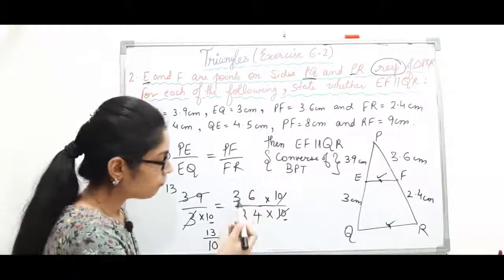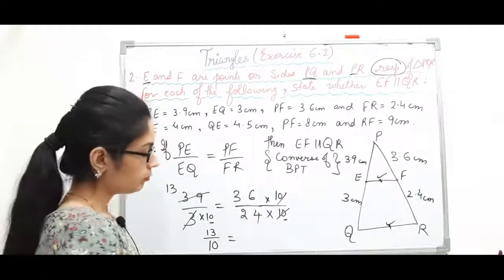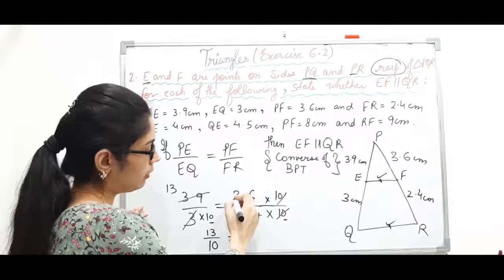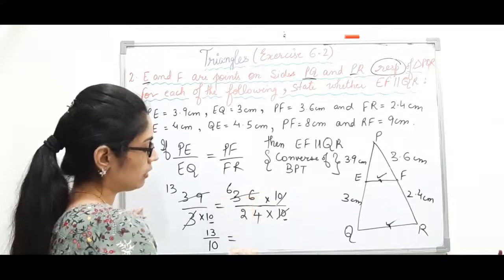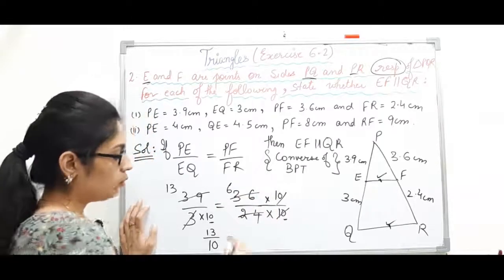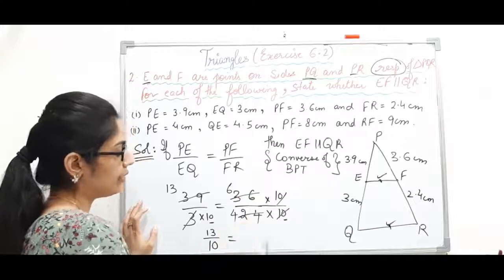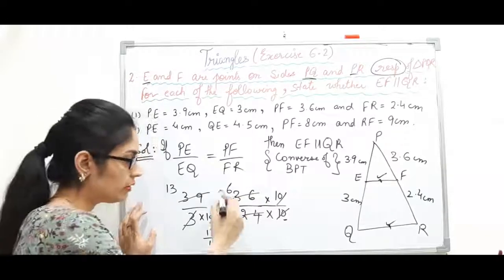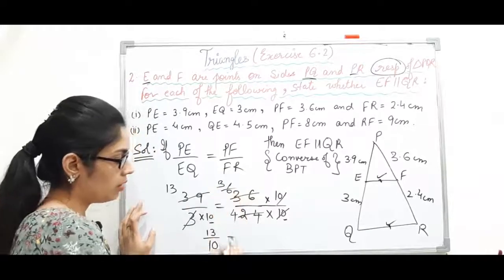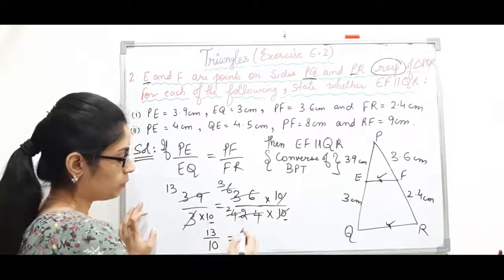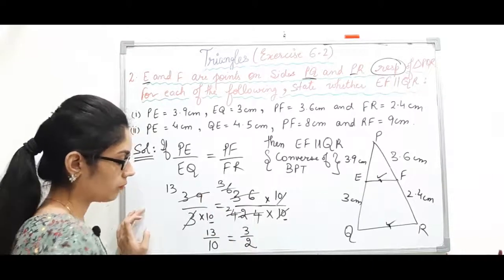We can see 36 and 24, both are in the 6 table. So 6 into 6 is 36, 6 into 4 is 24. Again on the 2's table we can do cancellation, 3 into 2 and 2 into 2. So I got 3 by 2.